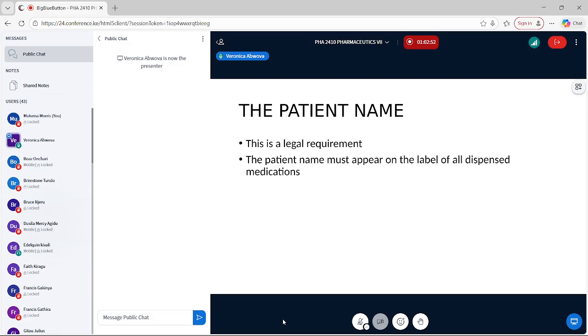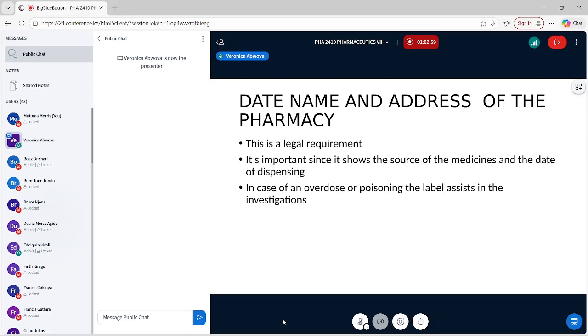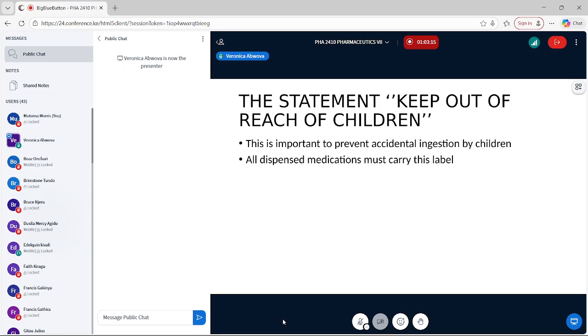Then the patient name, this is a legal requirement. The patient name must appear on the label of all dispensed medications. The date, name, and address of the pharmacy, again, this is a legal requirement. It's important since it shows the source of the medicine and the date of dispensing. In case of an overdose or poisoning, the label assists in the investigations. We had already talked about that.